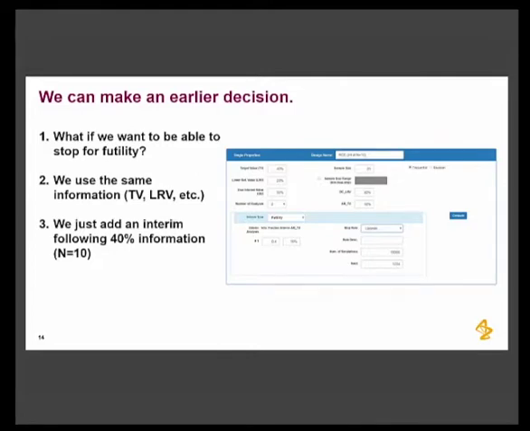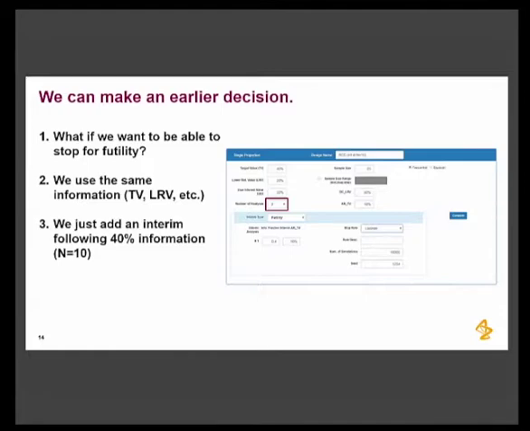So, what if you wanted to make an earlier decision? What if you wanted to stop due to futility? Well, DECIDE can do that as well. And what we're doing is we're now taking that same input screen that I showed you earlier, and we're now changing the number of analyses to something more than one. I chose 2 just because it's easy, but you can have more than one analysis in there.